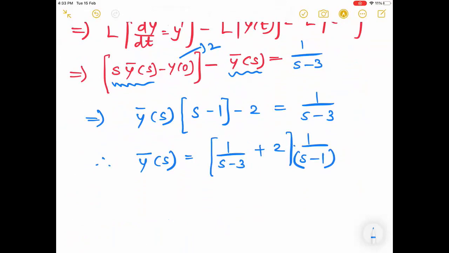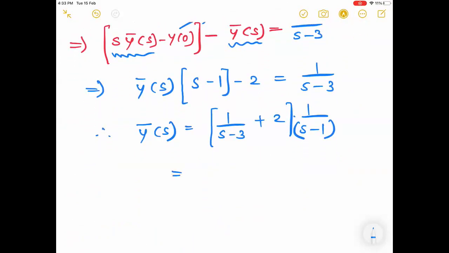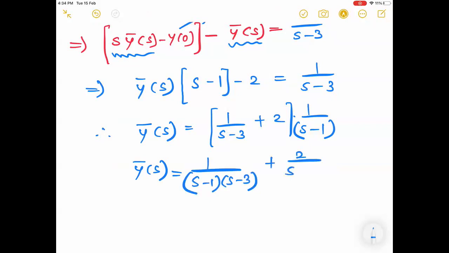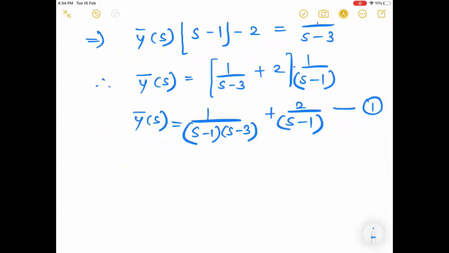Any difficulty? And that means you will be getting y of s as 1 upon s minus 1 into s minus 3 as the first term, and the second term 2 upon s minus 1. We'll call this expression 1. So everything is on the right hand side in terms of s. Now you take the inverse transform.